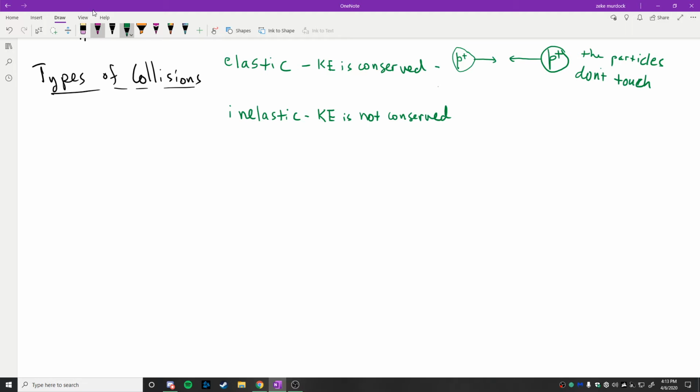Okay. And another example of what's close to an elastic collision is collisions between billiard balls.